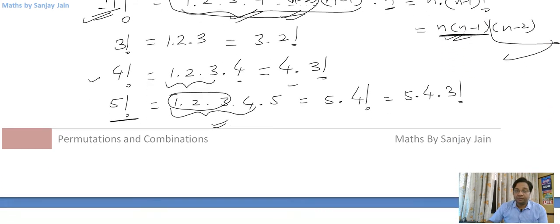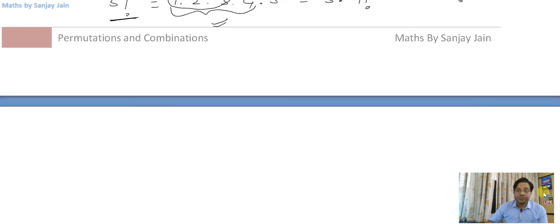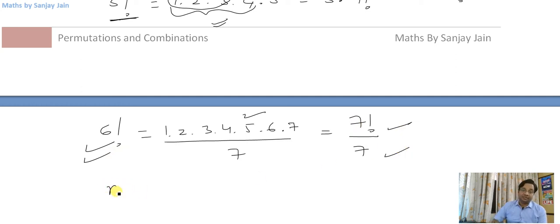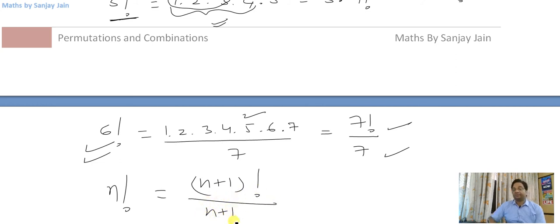What else can you do here is, if I write 6 factorial, 1 into 2 into 3 into 4 into 5 into 6, right? So what I can do here is, I can multiply and divide with 7. So now what is this? This is 7 factorial by 7. So 6 factorial can also be written as 7 factorial by 7. That is, n factorial can be written as n plus 1 factorial by n plus 1. Right? I hope you understood this.